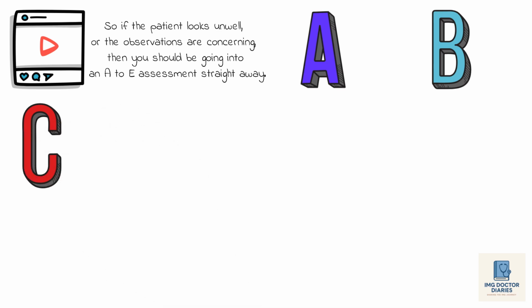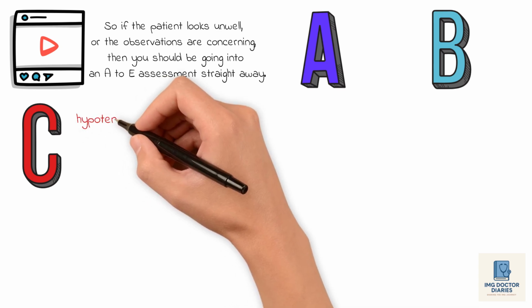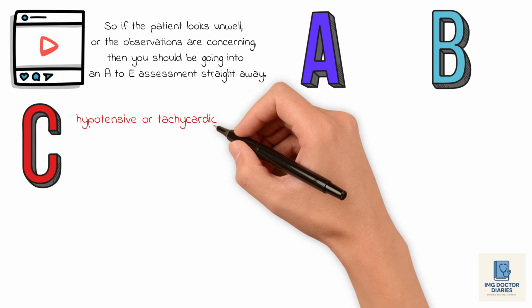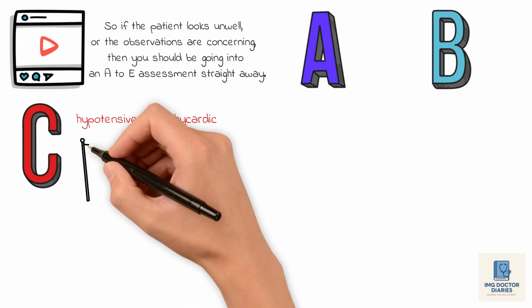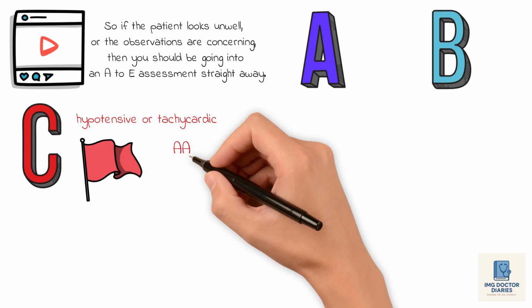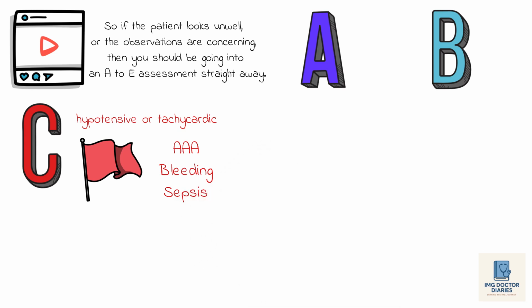C. Circulation. C is a really important part of a back pain review. Check the pulse, blood pressure, temperature, cap refill, and whether the patient looks pale, clammy, or shocked. Because if someone with back pain is hypotensive or tachycardic, that is a red flag. That should make you think about things like AAA, bleeding, sepsis, or another serious cause rather than routine spinal pain.